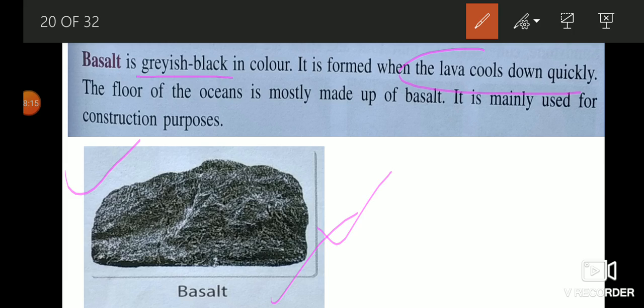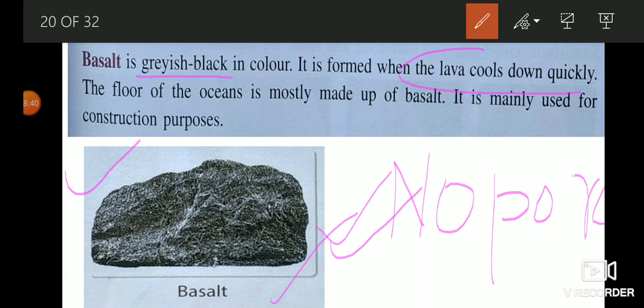by the same process. But the difference between the basalt and the pumice is that in case of pumice we have seen that some gases are trapped, but in case of basalt no gases are trapped. So in case of basalt rock you will find no pores. Okay, no pore you find in case of basalt rock. And that is why they are not lightweight. Okay, and they cannot float. That is the reason.